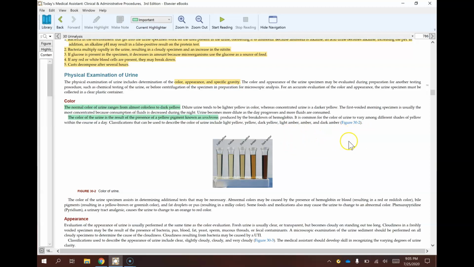So depending on when the urine sample is collected, you may see a difference in the intensity of the color. Having a different color other than the normal range can give the provider information about what he or she should do in order to further test the urine.